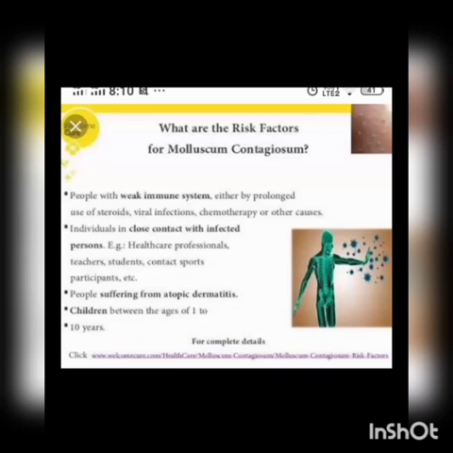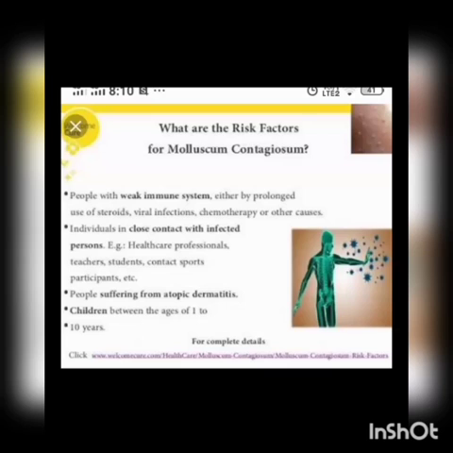Then chemotherapy. Chemotherapy is a treatment method for cancer. Its side effects include immunosuppression and myelosuppression, so the patient will have a weaker immune system and is at risk of infection. Other causes are diabetes, kidney disease and cardiovascular disease. All these conditions are immunocompromised states, so the immune system will be weak and they are at risk of any infections.